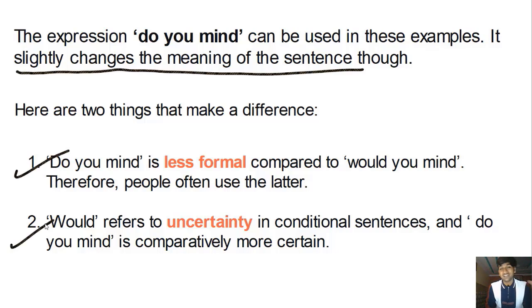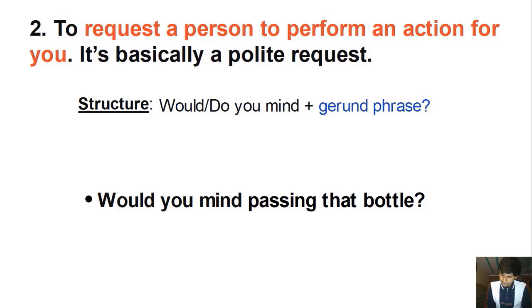Second difference is "would" refers to uncertainty. "Would" is used in imaginary cases, imaginary situations, right? Conditional sentences. "Would" is usually used in conditional sentences. So "would you mind" is more uncertain, imaginary, and "do you mind" is more real. Okay, this is the second difference. Now let me show you some examples and make you understand.